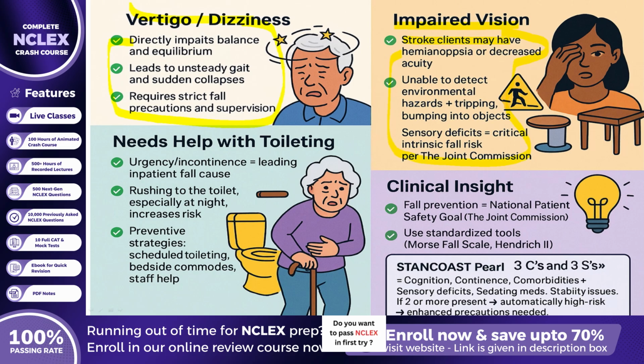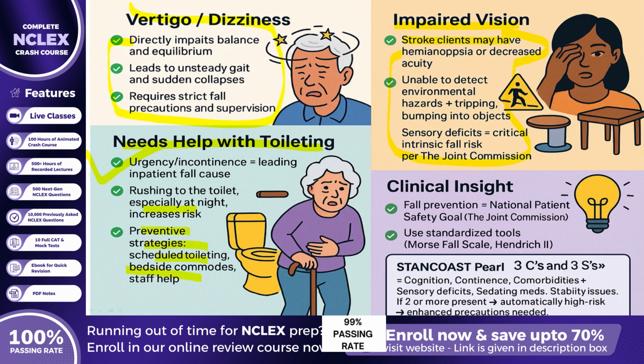Finally, option 6, the client needs help with toileting. This is correct because altered elimination patterns, including urgency or incontinence, are one of the leading causes of inpatient falls. Many clients try to rush unassisted to the toilet, especially at night, increasing their fall risk. Strategies such as bedside commodes, scheduled toileting, and staff assistance are vital prevention measures.